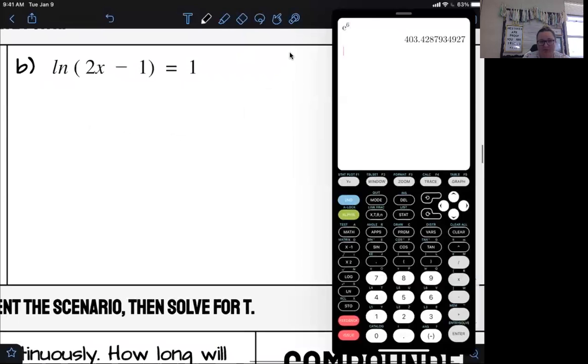All right, why don't you go ahead and try part B on your own? Press pause and then press play when you're ready to check your work.